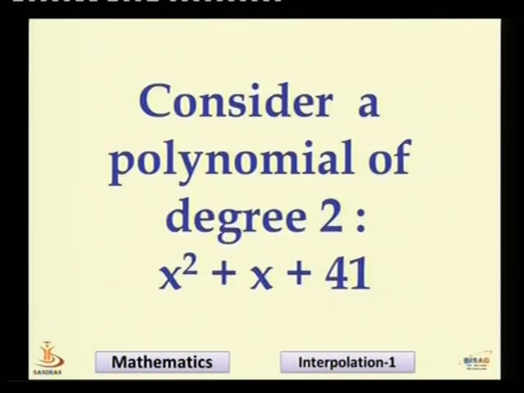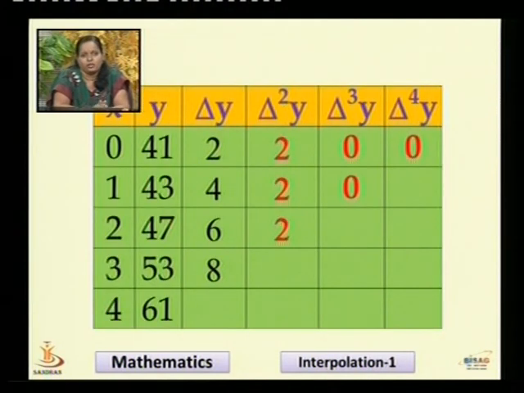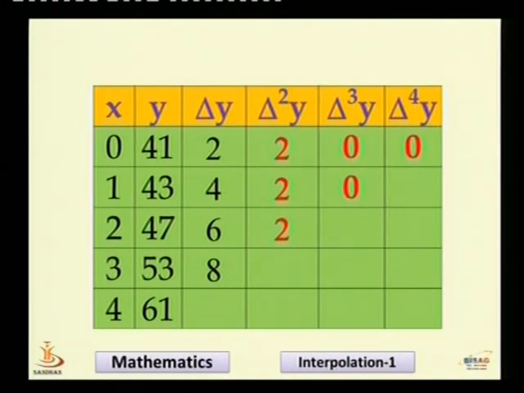Now let us take an example to understand this. Let us consider a polynomial of degree 2, that is x square plus x plus 41. So this is a polynomial. An equation f of x is already given to us, and we are taking some tabular points. Let us take x equal to 0 and evaluate the value of y. For x equal to 0, the value is 41.